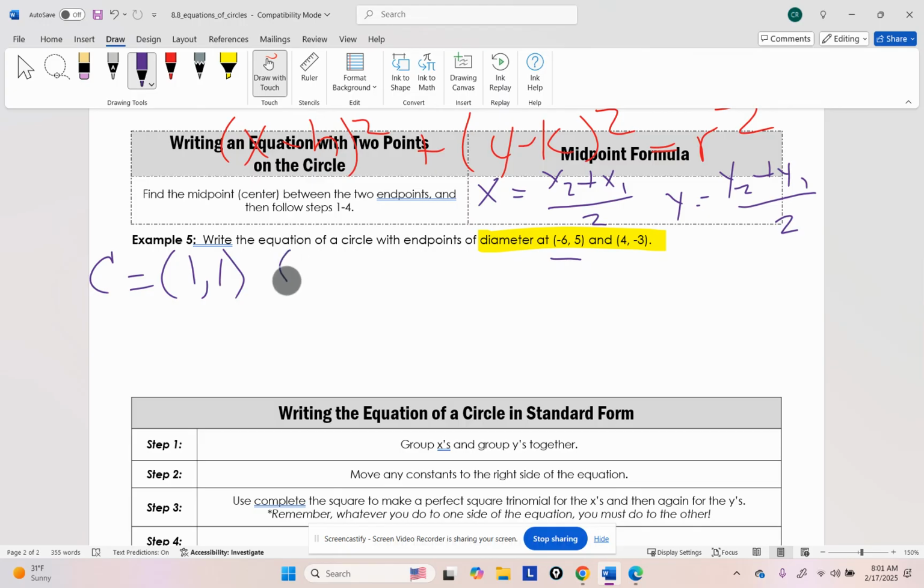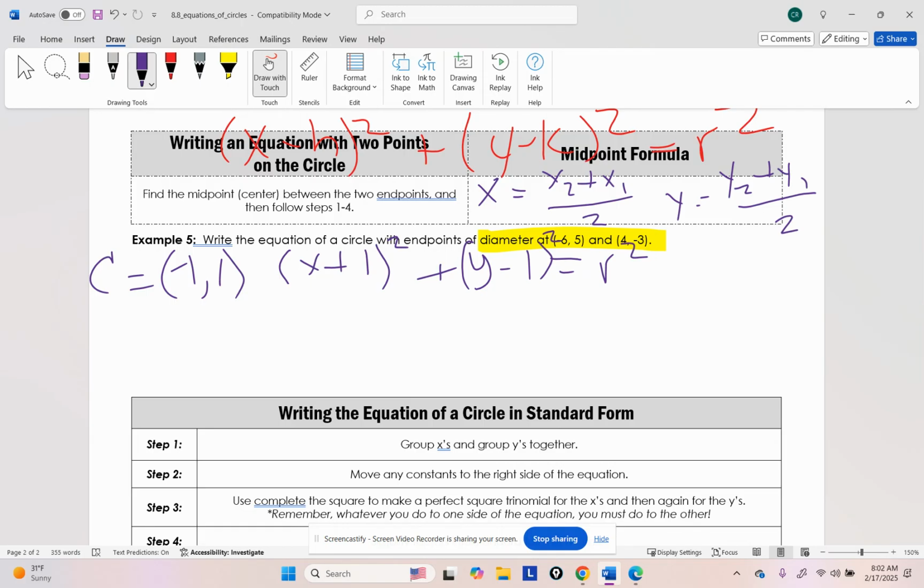So here we have the center. So let's start with plugging in the center. So we have x plus 1, because that was supposed to be a -1. Sorry, y'all. x plus 1 squared plus y minus 1 squared equals our radius squared. Okay, so our center is -1, 1, and I just plugged it into the equation.